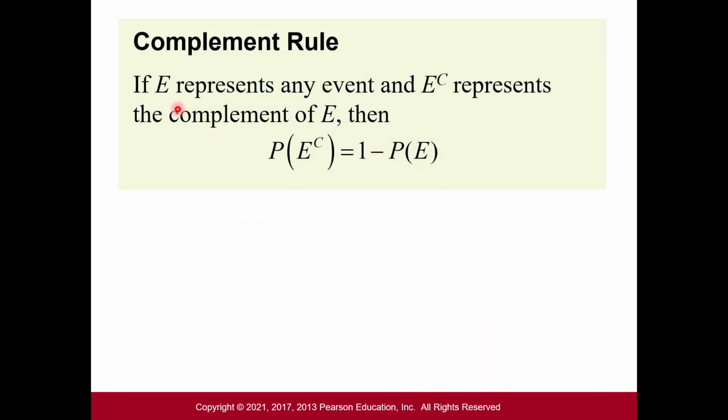And so the complement rule says the following: if E represents any event and E complement represents the complement of E, then the probability of the complement of the event is 1 minus the probability of the event. The reason this makes sense is because total probability for all the outcomes is 100%, or 1. So whatever the probability of our event is, everything else, which we call the complement, together they have to add up to 1. So if you add plus the probability of E, together they would equal 1.